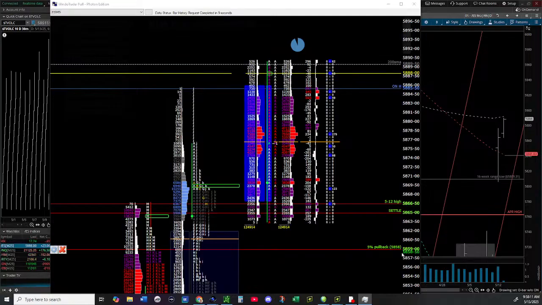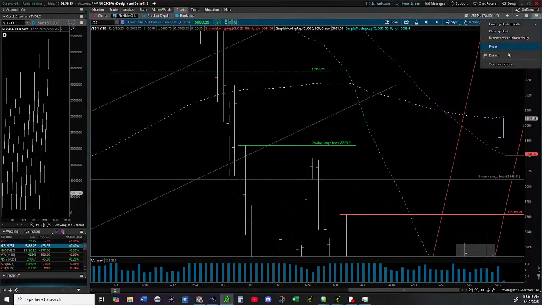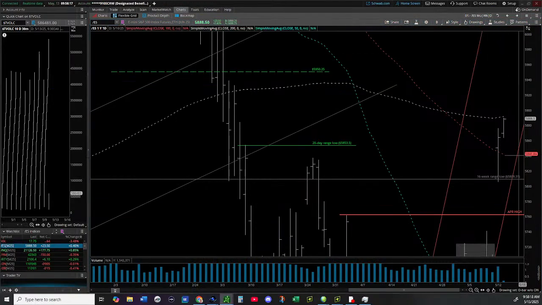Something I like from Sierra, it doesn't use too much memory, man. It really does, no?